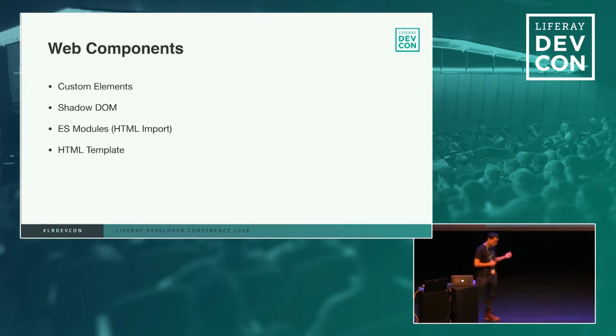And as I mentioned, web components is an umbrella for four different standards or specifications. We have custom elements, Shadow DOM, ES modules, and previously HTML import, and also we have HTML template, and we will look at these one by one.